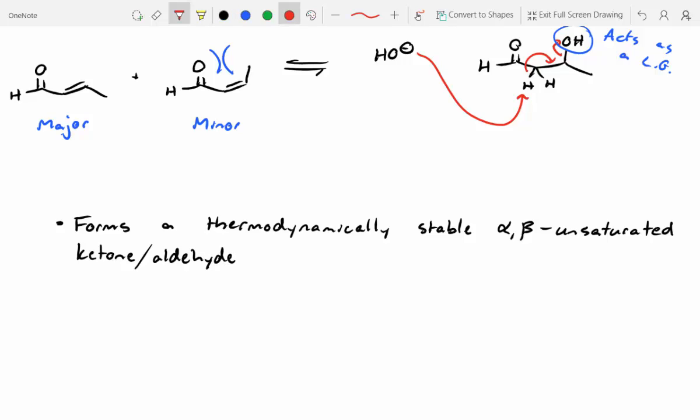So the reason it's called alpha beta unsaturated is we look at our alpha carbon and our beta carbon, we've got an unsaturation point, meaning we've got a double bond, right? Pretty straightforward. And then the second note is that this reaction is favored at high temp.